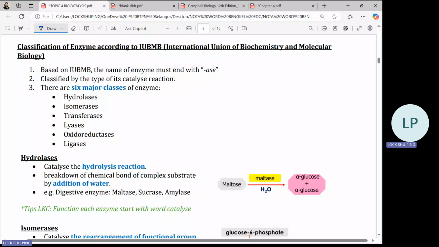Okay, now let us look at the classification of the enzyme. Enzymes are classified according to the International Union of Biochemistry and Molecular Biology. When we want to do the classification, bear in mind, we classify it according to the role of the enzyme. Based on 6 different potential chemical reactions that can happen in the biological process, there will be 6 major classes of enzyme.